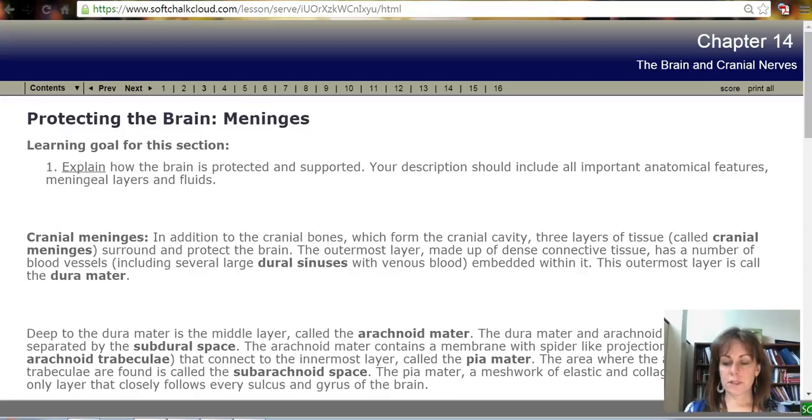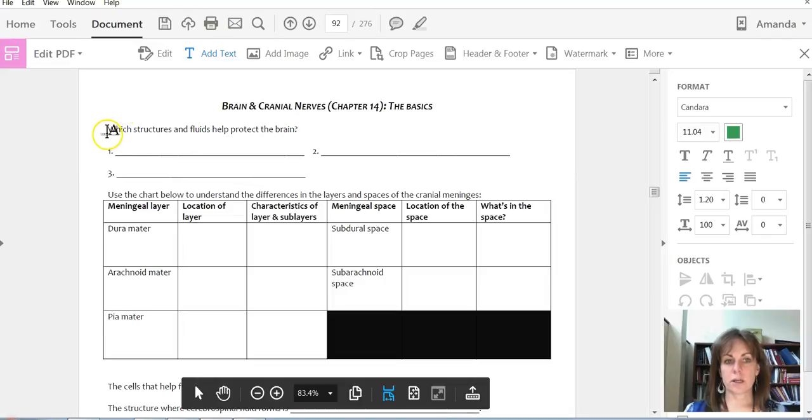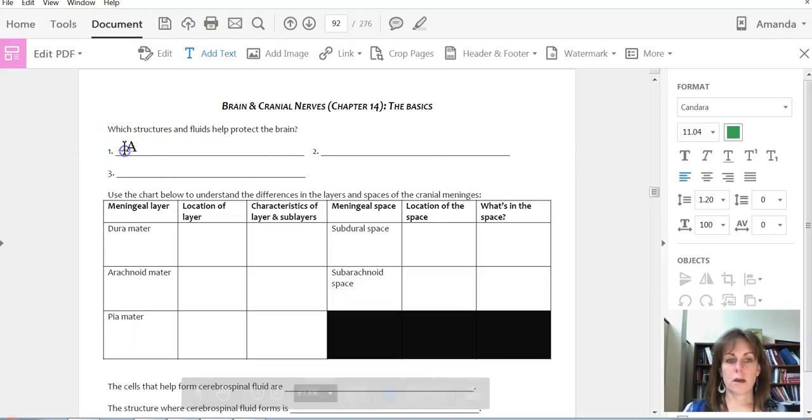Okay, so now we're going to be going into a series of pages that will talk about this idea of protecting the brain. Okay, and on your notes packets, it asks you about which structures and fluids help protect the brain. There's going to be three main ones.